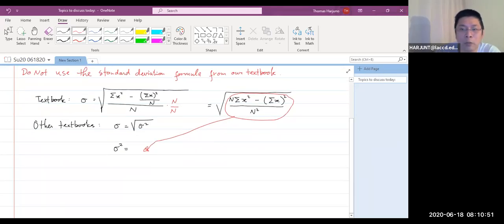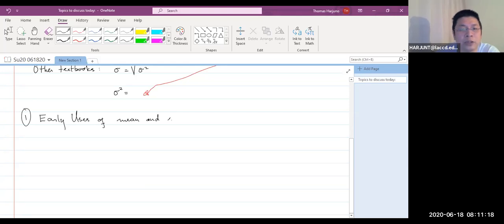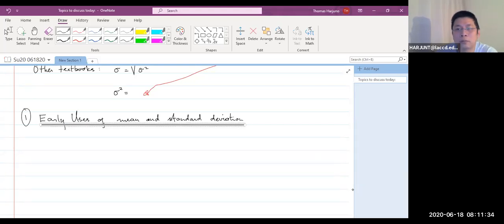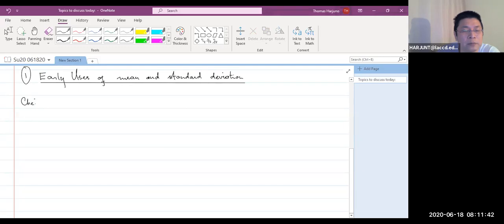Well, anyway, let's go back to our topic. So the first one is the early uses of mean and standard deviation. And the first one is Chebyshev. Chebyshev Theorem.